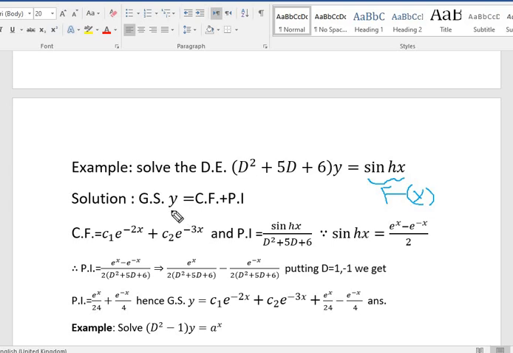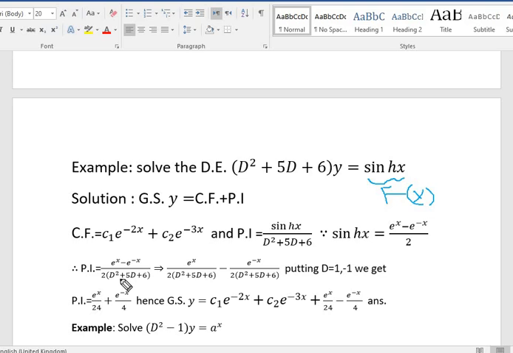So the general solution is y equal to CF plus PI, and factorizing the CF we get the same result. I am picking the same differential equation, but in place of cosine hyperbolic x, we have sine hyperbolic x divided by f(D). We know that sine hyperbolic x is (e^x minus e^(-x)) divided by 2. So replace it: (e^x minus e^(-x)) divided by 2 into f(D).